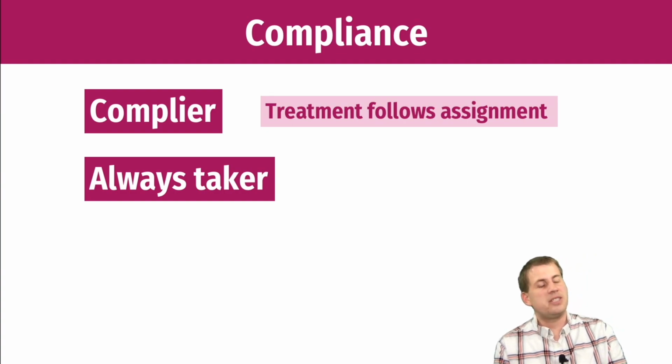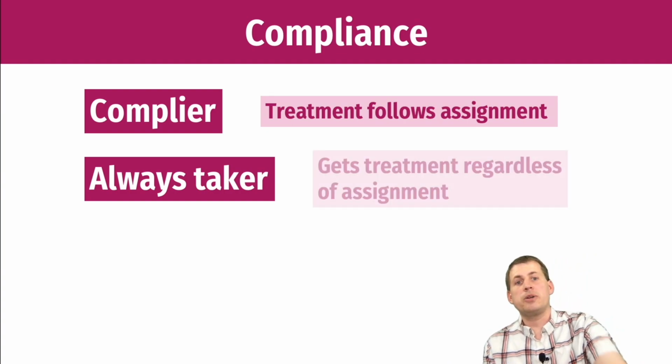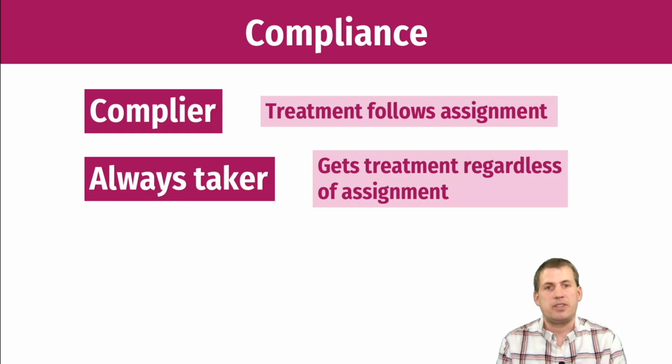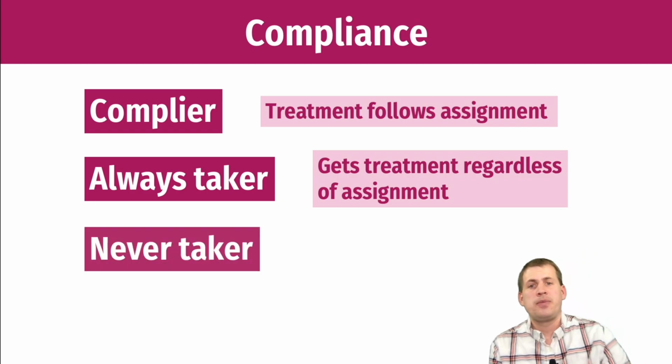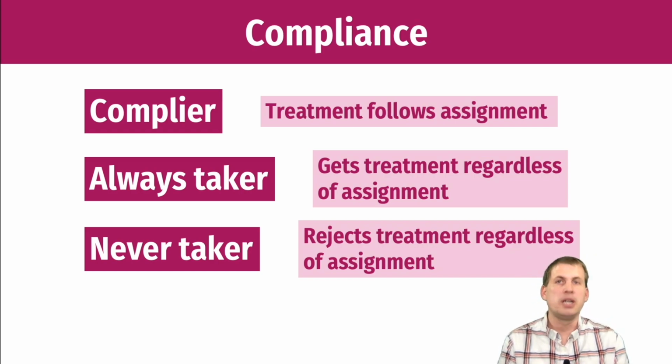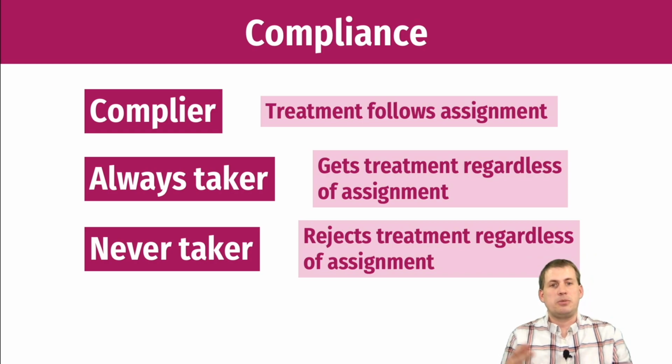So those are compliers. You have always takers who will always do the treatment regardless of assignment. So if they are assigned to be in the treatment group, they'll do the treatment. If they're assigned to be in the control group, they'll find a way to do the treatment still. And so those are your always takers. Your never takers are the opposite. They will not do the treatment regardless of what they were assigned to. If they were assigned to be in the treatment group, they won't do it. If they were assigned to be in the control group, they won't do it.